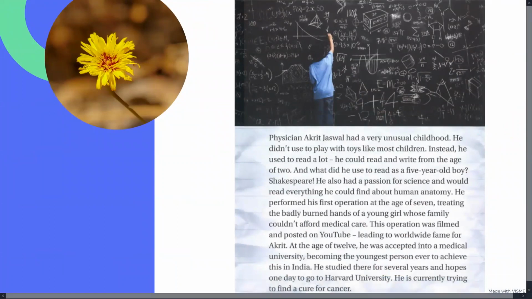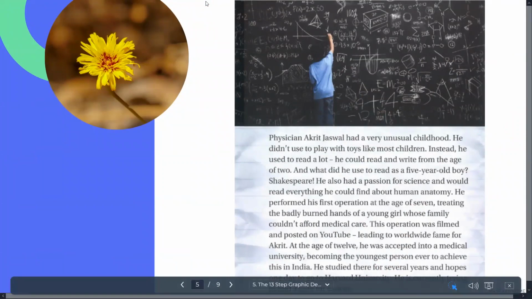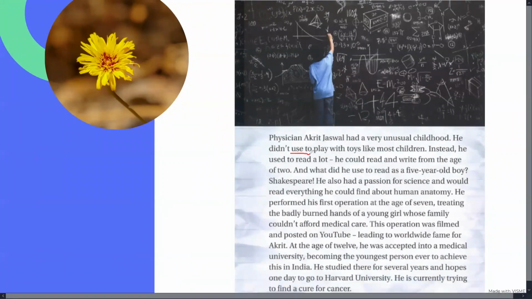So physician Akrit Jaswal had a very unusual childhood. He didn't used to play. So there we go. He didn't used to play with toys like most children. Instead, he used to read a lot. He could read and write from the age of 2. And what did he used to read? There we go, another one. As a 5-year-old boy, Shakespeare. He also had a passion for science and would read everything he could find about human anatomy.